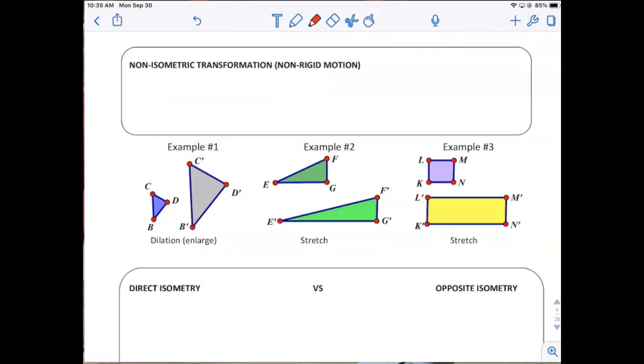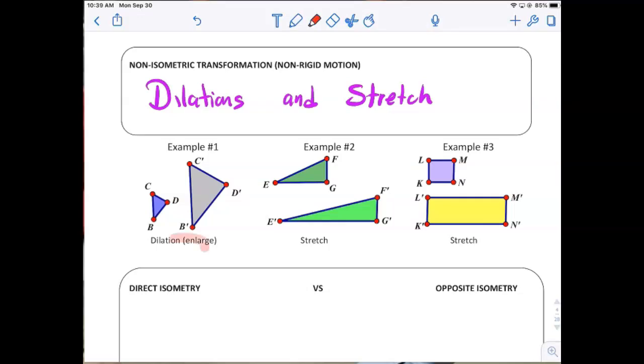A non-rigid motion, or a non-isometric transformation, a non-isometry, are your dilations, because they get bigger or smaller. And one that we don't talk about really much in math, but it's technically a thing, we call it a stretch, which is kind of like a distorted dilation. A dilation will be proportional. It will be just an enlargement. If you got a picture enlarged, or if a shadow got bigger, you would have a dilation. But a stretch means that one dimension will get bigger, but the other one doesn't.